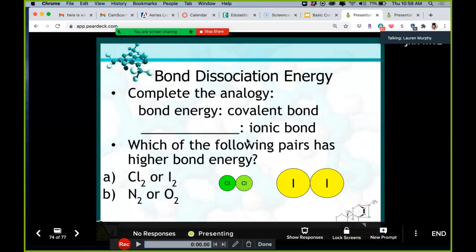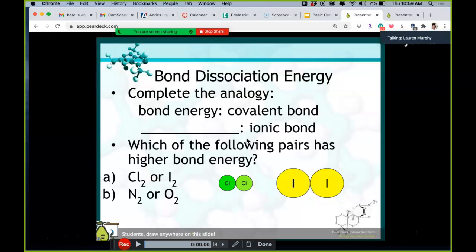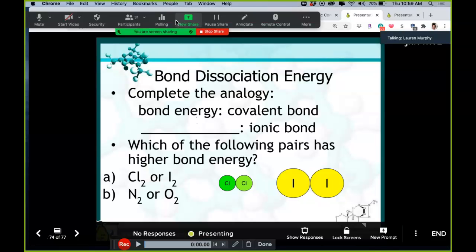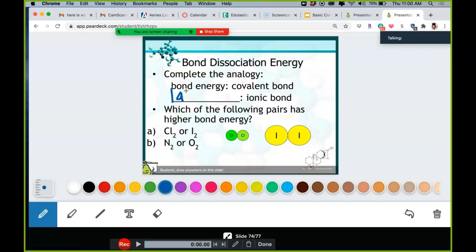All right. So complete the analogy. Bond energy is bond dissociation energy, or bond energy is for covalent bonds. Do you guys remember what it is for ionic bonds, what it's called? What holds ionic compounds together? It's positive and negative. Do you remember what its energy is that holds it together, what it's called? Lattice energy, because they form a crystal lattice.